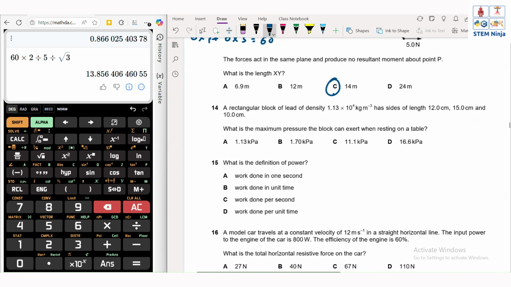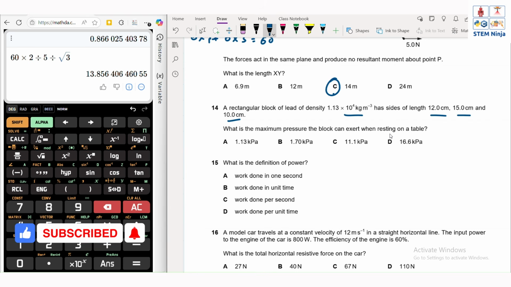A rectangular block of lead of density 1.13 times 10 raised to power 4 has sides of length 12 centimeter, 15 centimeter, 10 centimeter. What is the maximum pressure the block can exert when resting on the table? So we have to figure out which cross-sectional area will cause a maximum pressure. So we have choices. First off, we need to find out the mass now. Maximum force over area, basically.